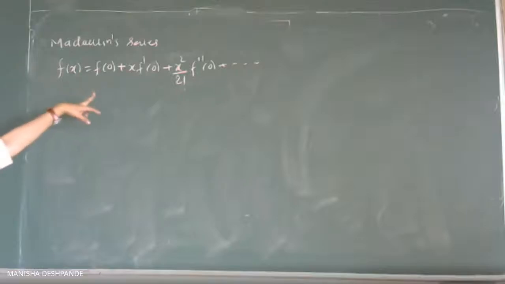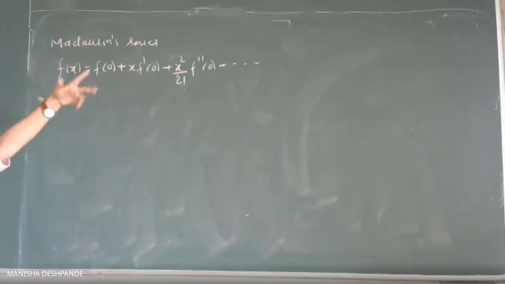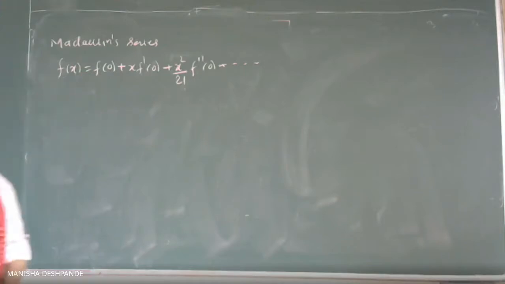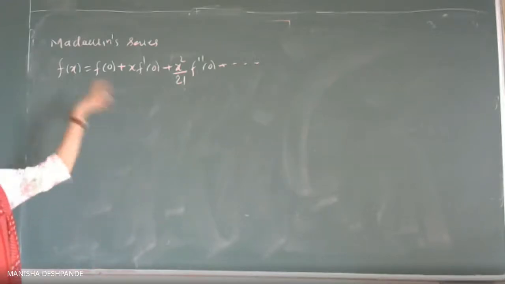0, because it is (x minus 0) the whole square. What do you mean by about 0? (x minus a) the whole square, that was about a. Now (x minus 0) into f dash plus (x minus 0) square, (x minus 0) cube, that means about 0. At 0 means f of 0, f dash of 0, f double dash.